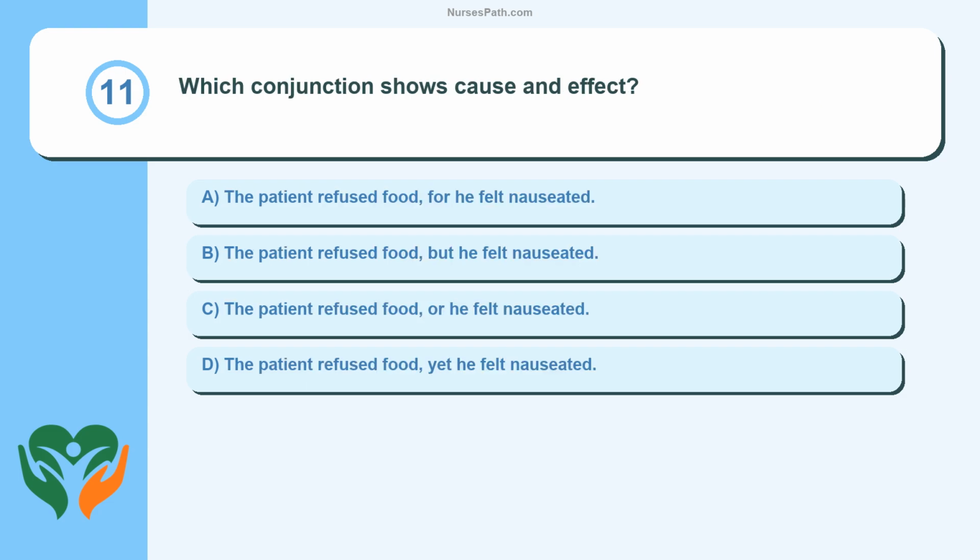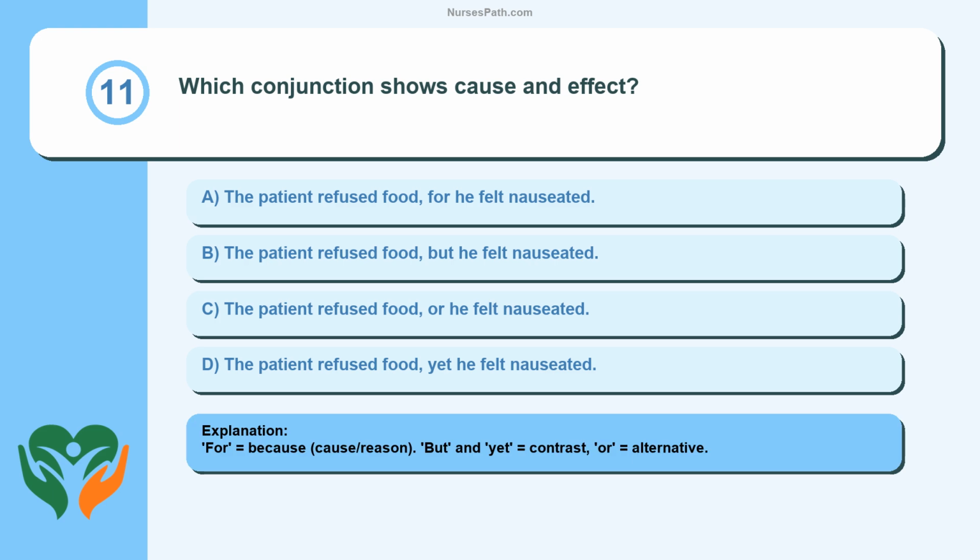Question 11. Which conjunction shows cause and effect? The patient refused food, for he felt nauseated. The patient refused food, but he felt nauseated. The patient refused food, or he felt nauseated. The patient refused food, yet he felt nauseated. For equals because, cause or reason. But and yet equal contrast, or equals alternative.